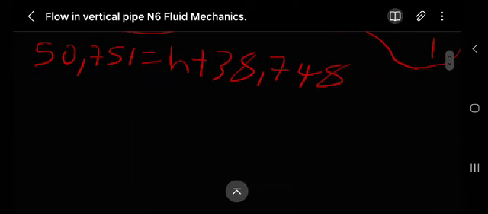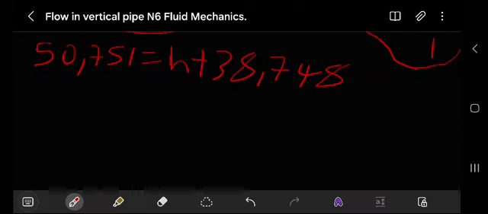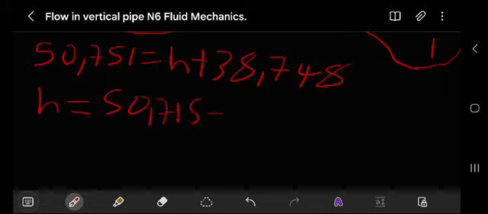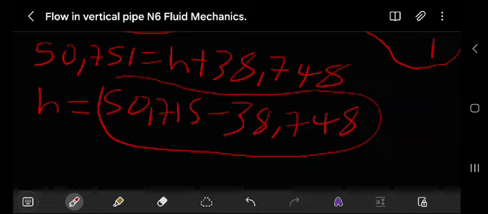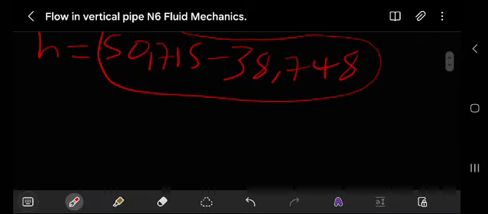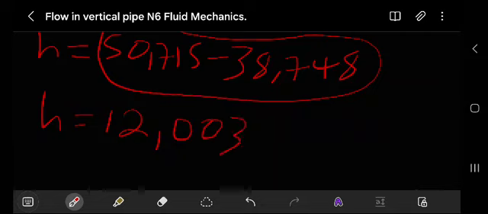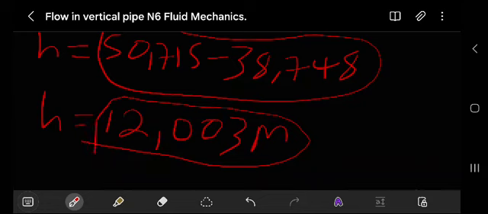Then make h the subject. h would be equal to 50.715 minus 38.748, right? Punch this on the calculator and you'll get that h is equal to 12.0003 meters, measured in meters. This is our answer here.